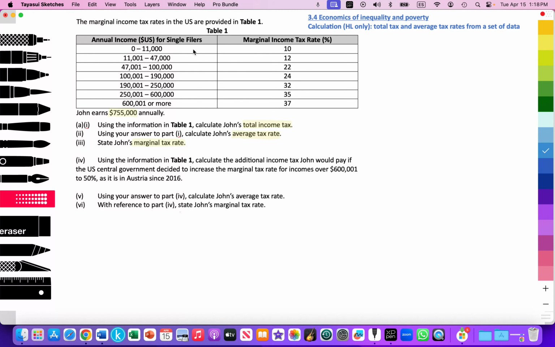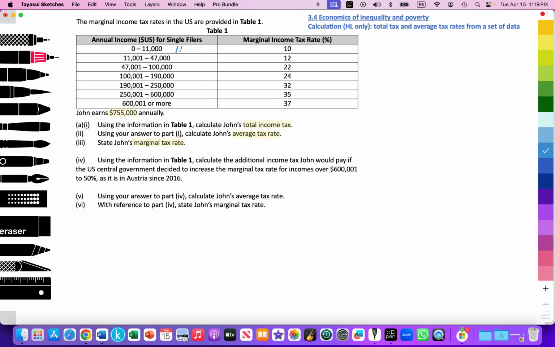Okay, so let's check your work. How did you approach this question? Let's go ahead and do this together. We're going to do A1 first. So here, John is making $755,000. And so he is in this top bracket here, but the U.S. government is going to take a certain amount in each of these brackets, and then we're going to sum that all up. All right, so from 0 to 11,000, let me use a pen.